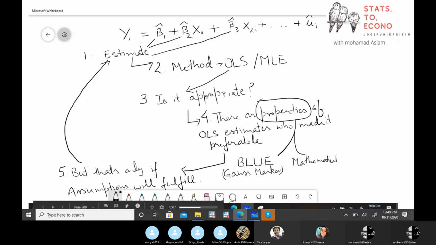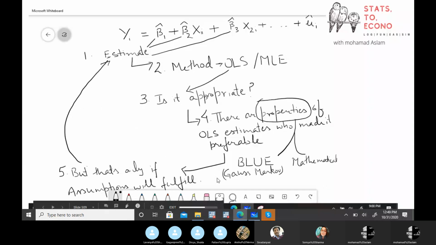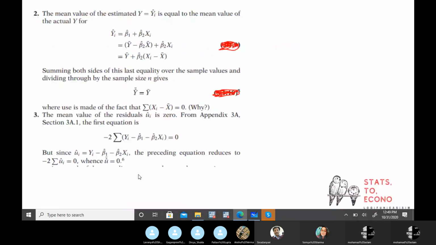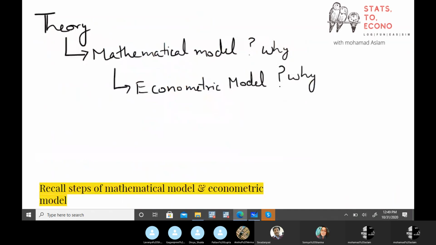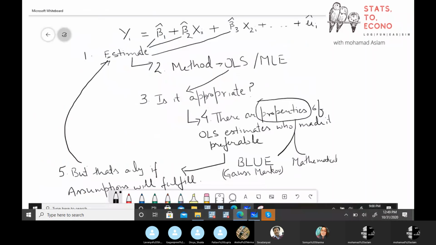So the next part is the properties, and these properties generally come from the Gauss-Markov theorem. They prove these properties for the OLS estimates, but only if the assumptions are fulfilled. This is the same as last time when we did these four properties, right? But those were the mathematical properties. This Gauss-Markov theorem gives the statistical properties. Similarly, we have three or four statistical properties.